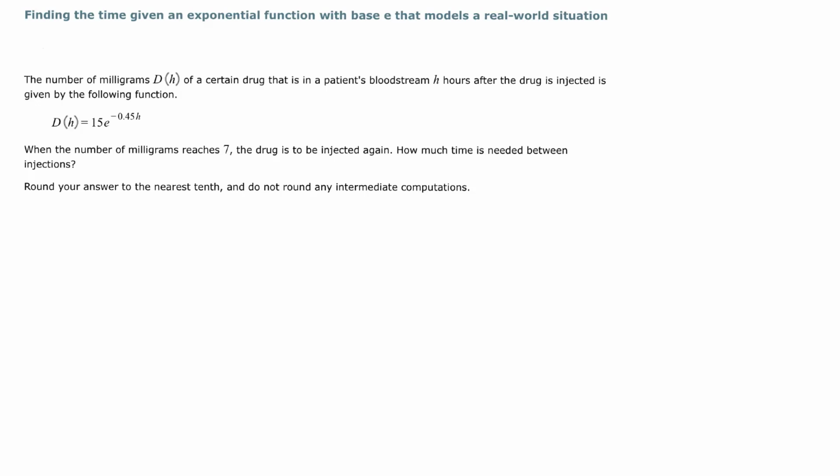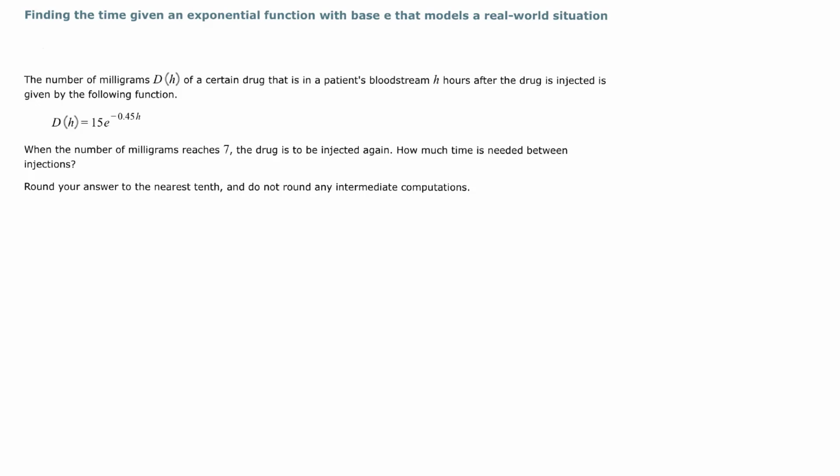Let's do a little bit of chemistry here. The number of milligrams, D of H, of a certain drug that is in a patient's bloodstream H hours after the drug is injected is given by the following function. D of H is equal to 15 times base e raised to the negative 4500ths times H. When the number of milligrams reaches 7, the drug is to be injected again. How much time is needed between injections? Round your answer to the nearest tenth and do not round any intermediate computations.